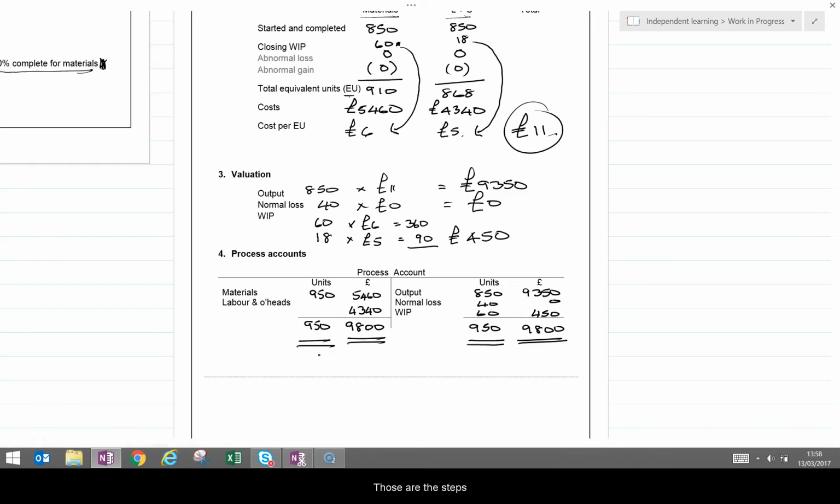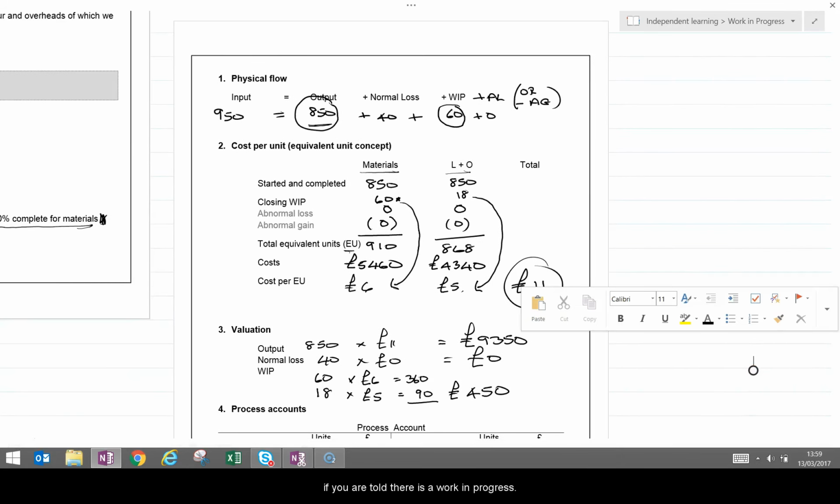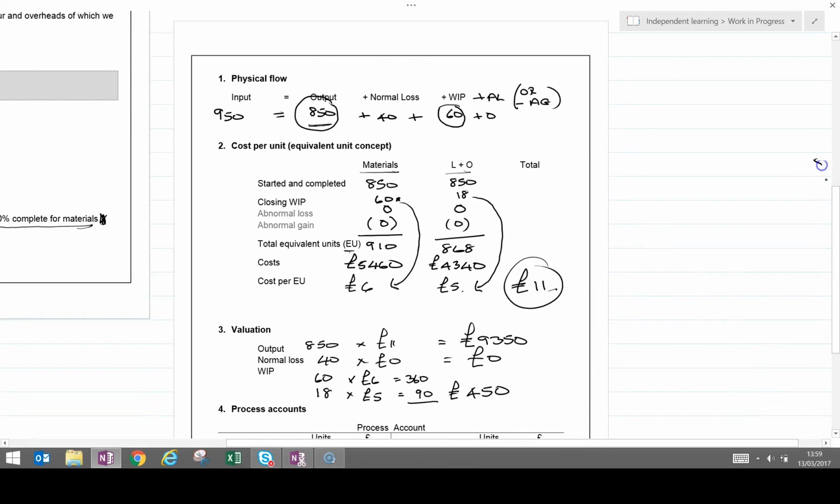And those are the steps that you need to go through if you are told there is a work in progress. So just to recap, if there is no work in progress, you can use the formula, input costs minus scrap value of normal loss divided by expected output. If there is a closing work in progress, then you need to use this method that we have just worked through.